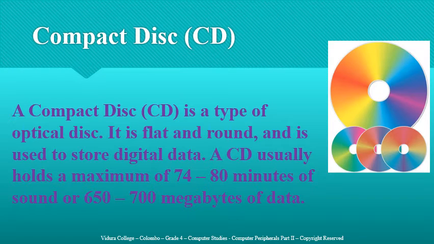Compact disk or CD. A compact disk is a type of optical disk. It is flat and round and is used to store digital data. A CD usually holds a maximum of 74 to 80 minutes of sound recording or 650 to 700 megabytes of data in them.